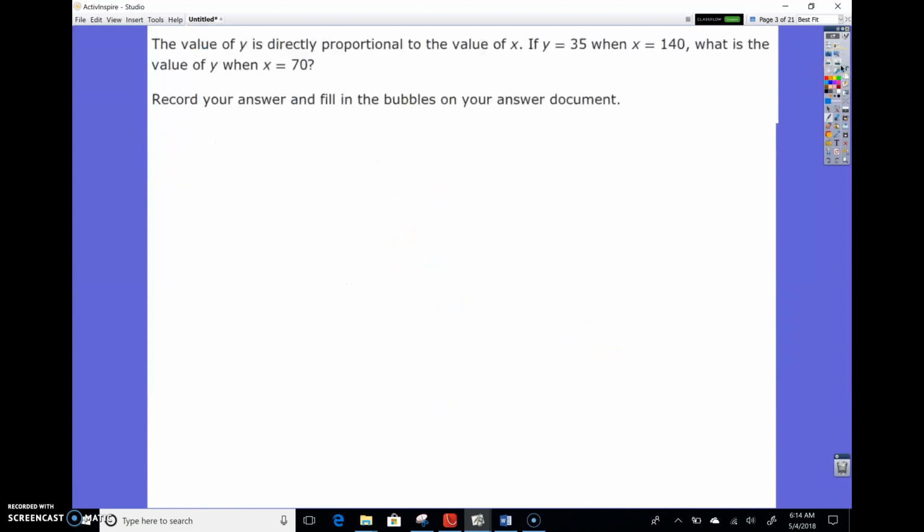Okay, same thing, okay? Now they just give you a word problem. The value of y is directly proportional to the value of x. What is the value of y when x is 70? Alright, they give you three numbers this time. Y is 35 when x is 140. So you set it up the same, okay? What is the value of y? So they want to know what this y is when x is 70.